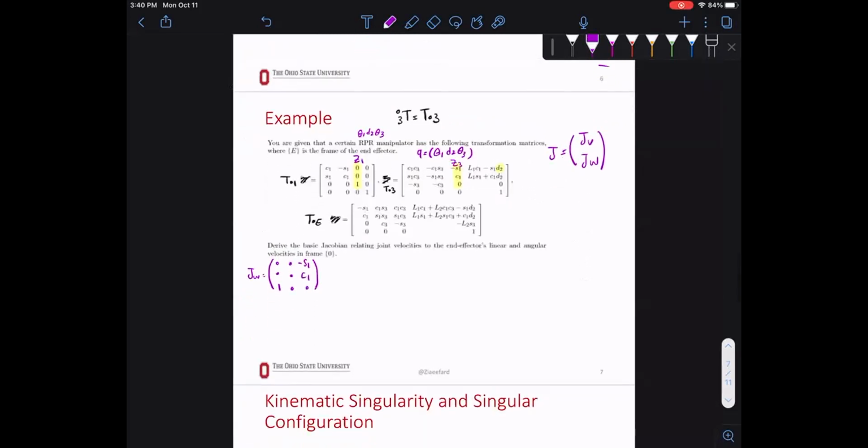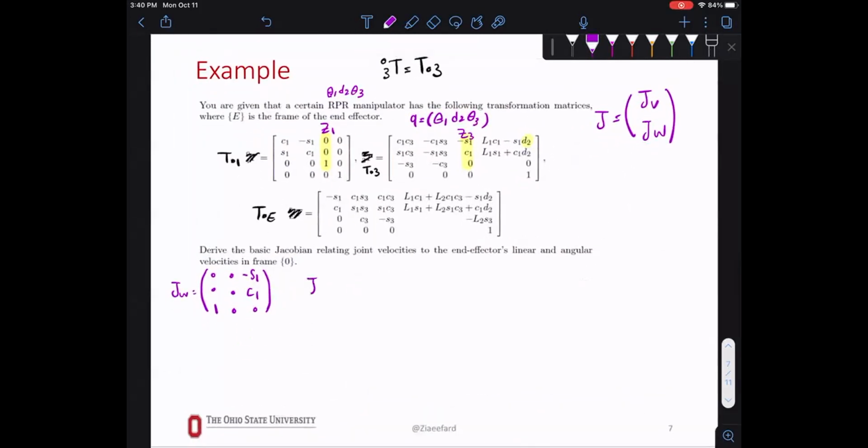Now to find G, what is this doing now? To find JV, I'm going to write the equation for you here so you can think about it. So we say that JV is going to be the partial of PE with respect to theta 1, the partial differential of PE with respect to D2, and the partial differential of PE with respect to theta 3.